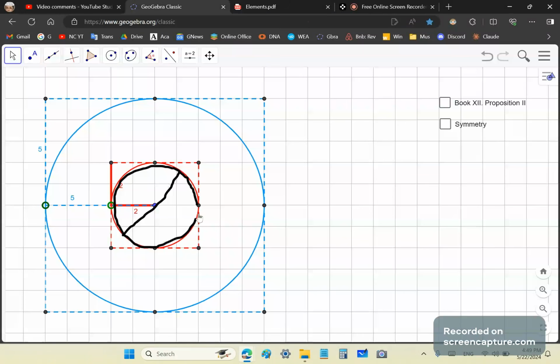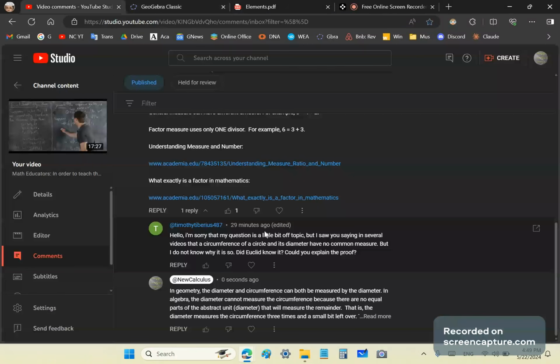Now, remember in my previous videos, I was talking about general measure and factor measure. So in geometry, it's a general measure where you say it's 3 of the diameter and a little bit of the diameter to fill this length. So I hope I've been able to explain that to you properly.